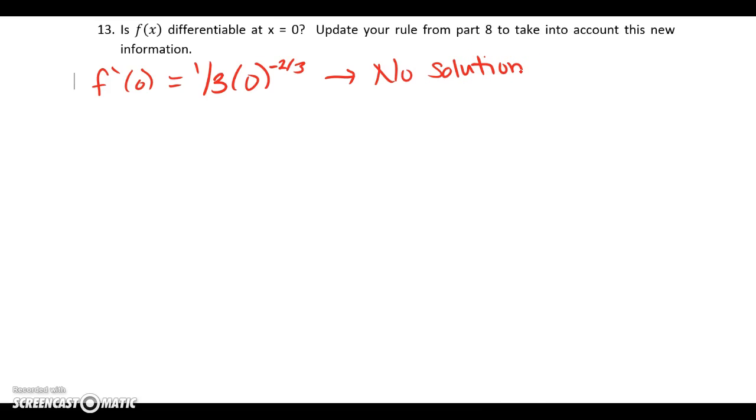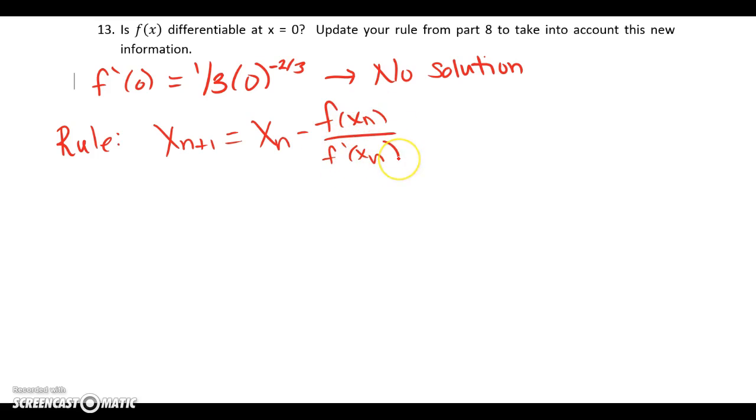Now, if Newton's method is supposed to target in on a value for us, this value would have to be defined. So what we need to do is update our rule so that we can use Newton's method. We can have x n plus 1 equal x n minus f of x n over f prime of x n, provided that f prime of x exists in all of the places near and especially at our 0.